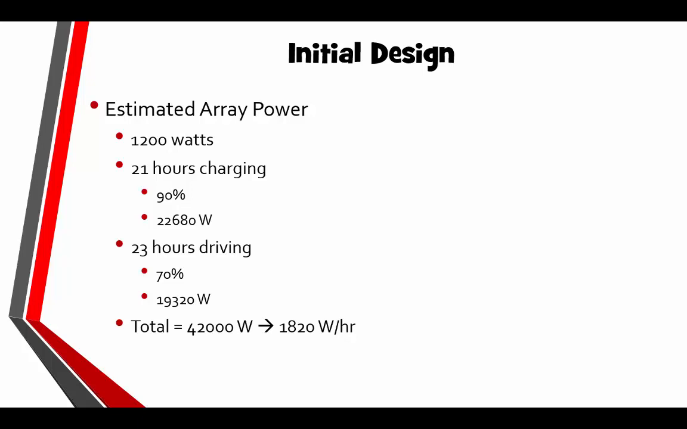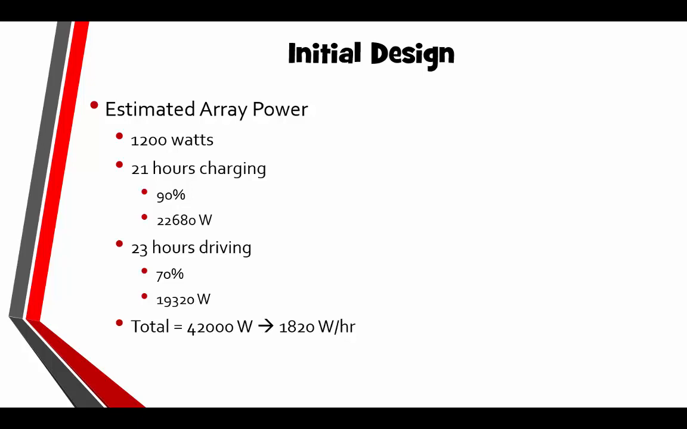You take those two numbers and add them together, it gives you a total of 42,000 watts of power that we will be collecting in from the solar array the entire race that's available for use. We have 42,000 watts available for use over the 23 hours of driving. So we divide 42,000 by 23, and that tells us that we have a max input of 1,820 watts an hour. So the power the car uses cannot exceed 1,820 watts.